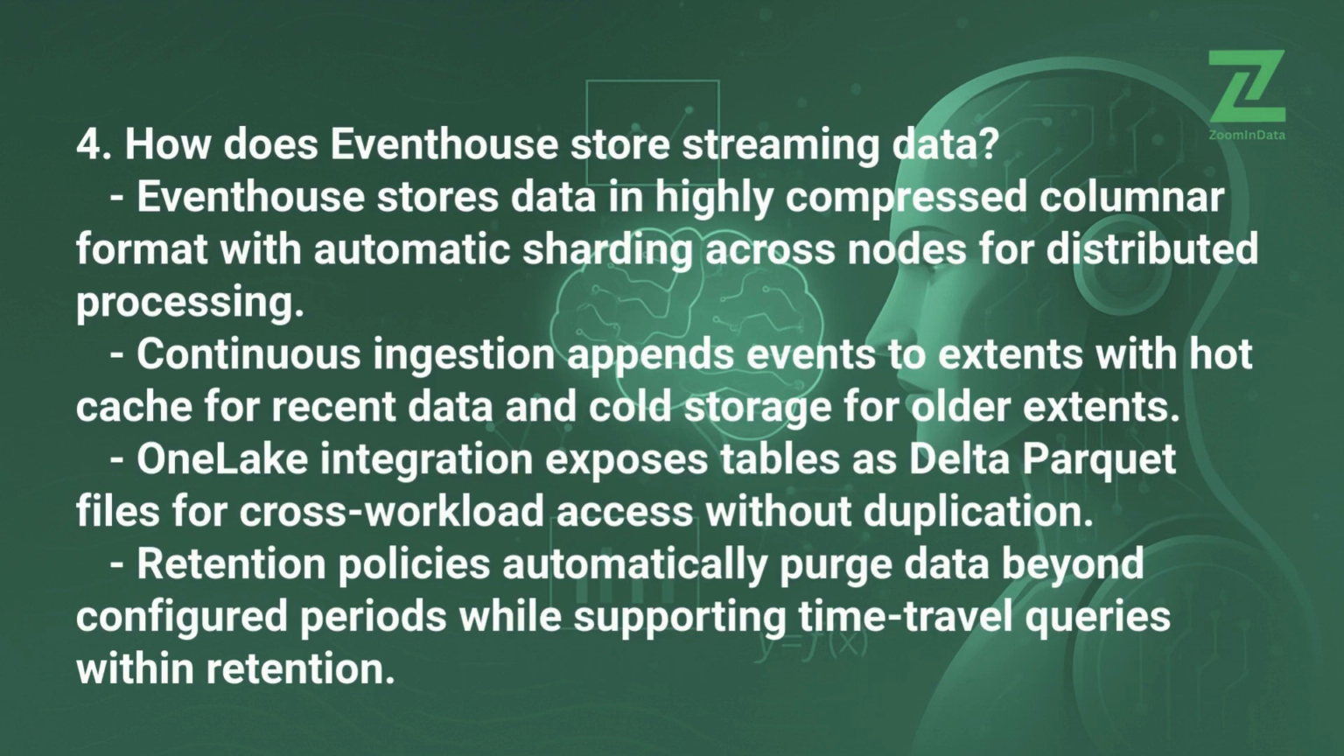4. How does Eventhouse store streaming data? Eventhouse stores data in highly compressed columnar format with automatic sharding across nodes for distributed processing. Continuous ingestion appends events to extents with hot cache for recent data and cold storage for older extents. OneLake integration exposes tables as Delta Parquet files for cross-workload access without duplication. Retention policies automatically purge data beyond configured periods while supporting time travel queries within retention.